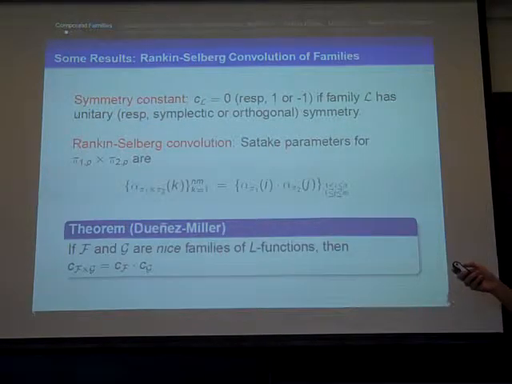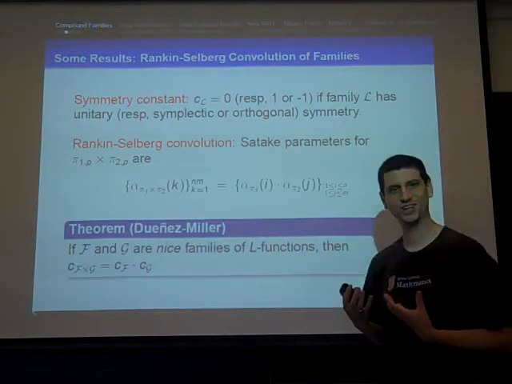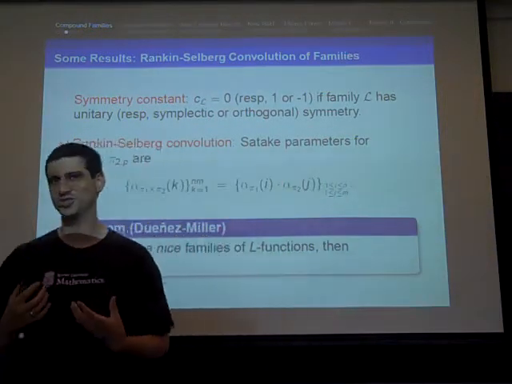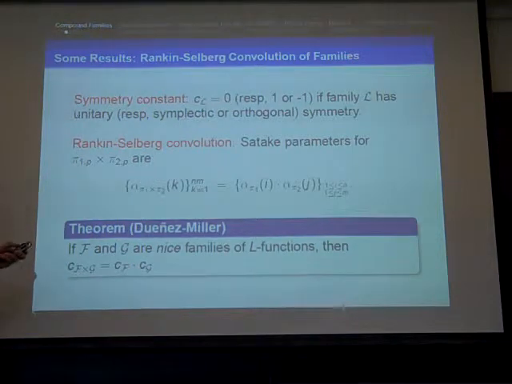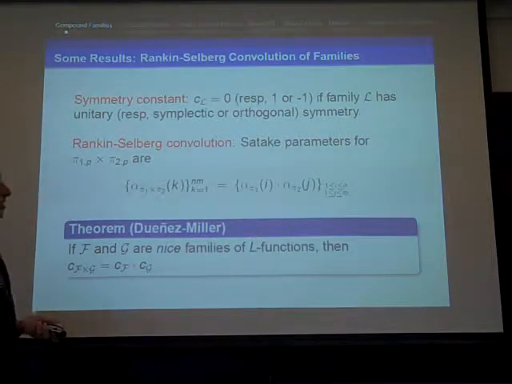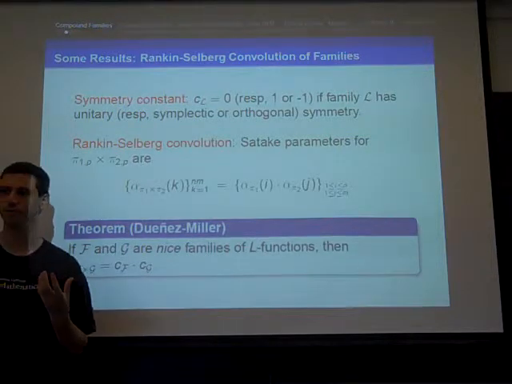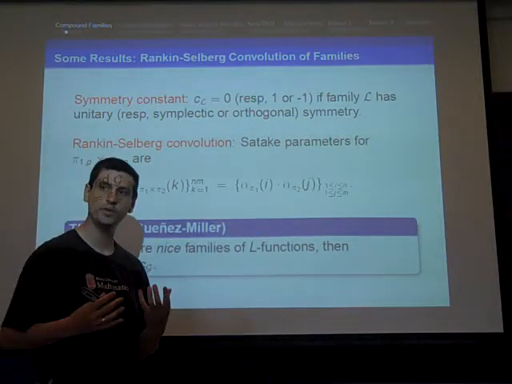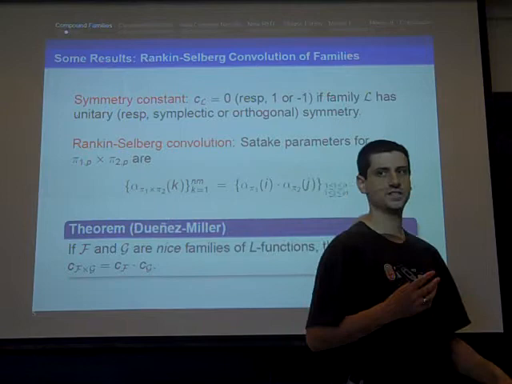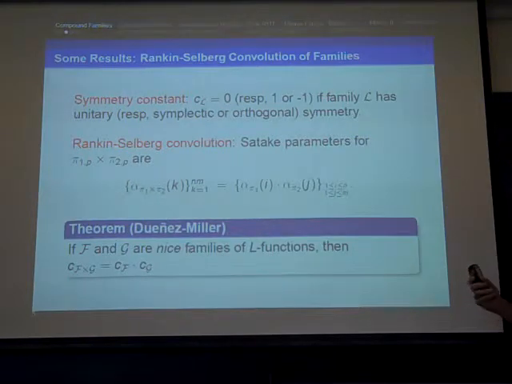Okay, so what we decided to do is introduce what we call a symmetry constant. And I never took a class in group theory, so fortunately my level of group theory is just sufficient for this. All right? CL is going to be 0 if the family has unitary symmetry, 1 if it has symplectic, minus 1 if it has orthogonal. And in the Rankin-Selberg convolution, if I take 2 L-functions, this is advanced, but you can form a new L-function from them. And the Satake parameters of the convolution are related to the Satake parameters of the individual ones.